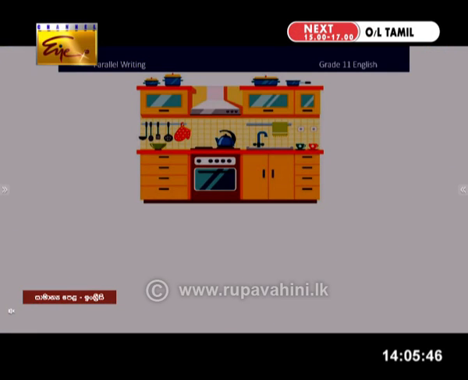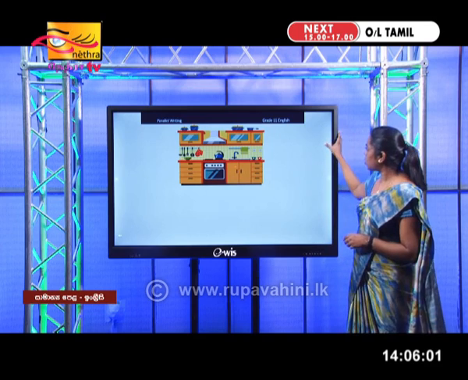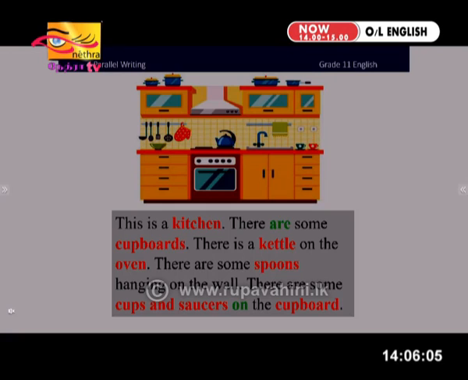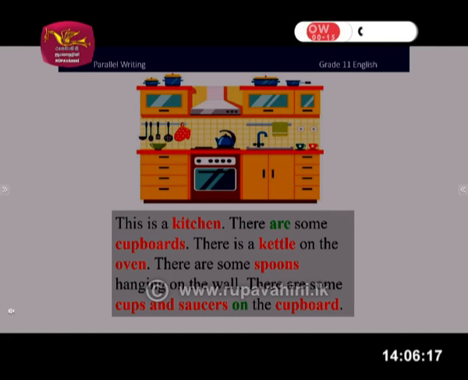Look at this picture. What is it? Yes, it is a picture of a kitchen. You know, it's a commonplace in every house. And let's see what sort of a paragraph we can write based on this picture. A short description. This is what I have written. Read it carefully and observe the sentence structure and also the content which is shown in red. And also observe what you see in green. Helping verb as well as the preposition.